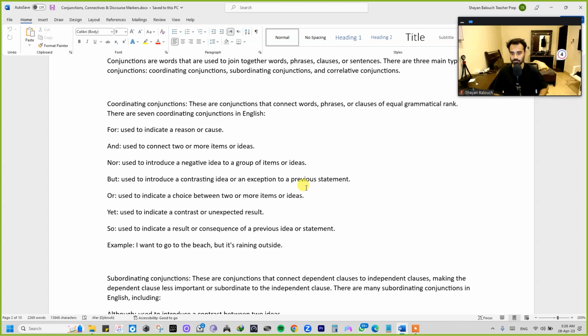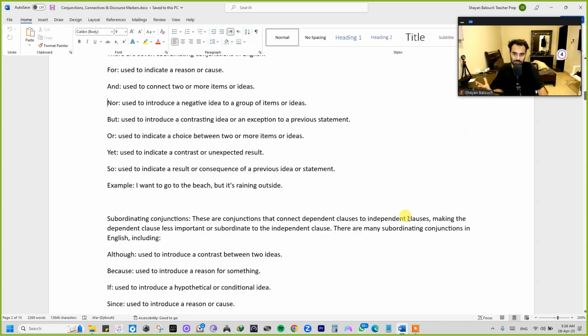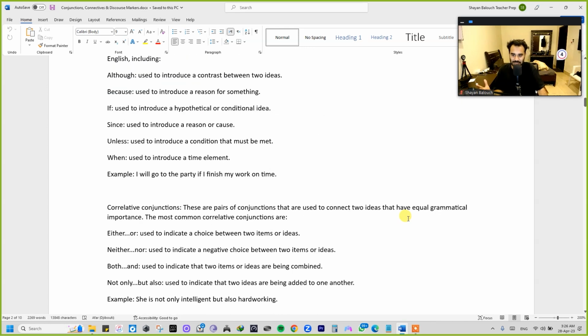Now, for example, I want to go to the beach, but it's raining outside. I want to go to the beach, a positive thing. I'm showing a wish that I want to go to the beach, but telling something in contrast, a little bit negative about it, but it's raining outside. I hope it's very clear to you. I'm trying to use as simple language as I can to help you understand this.